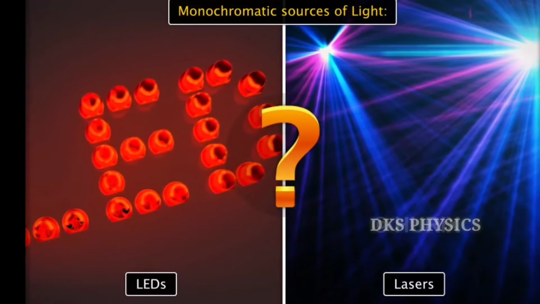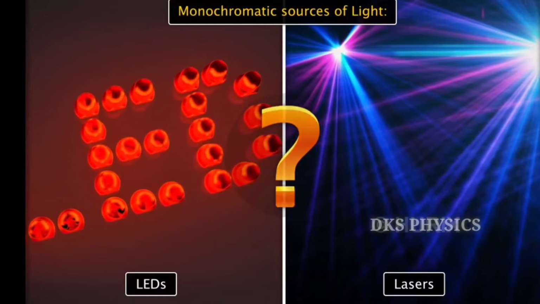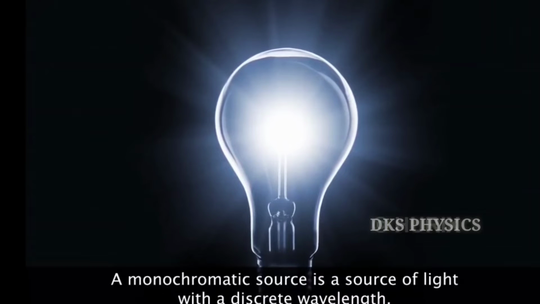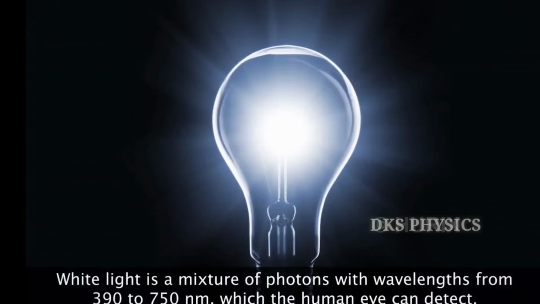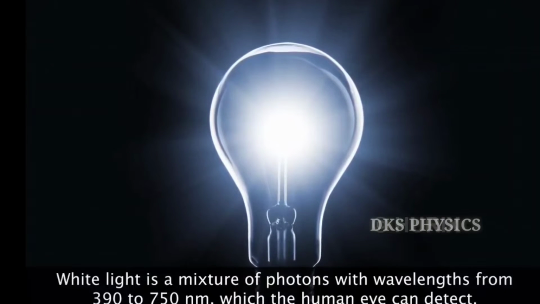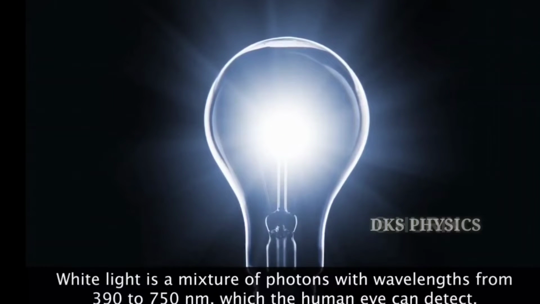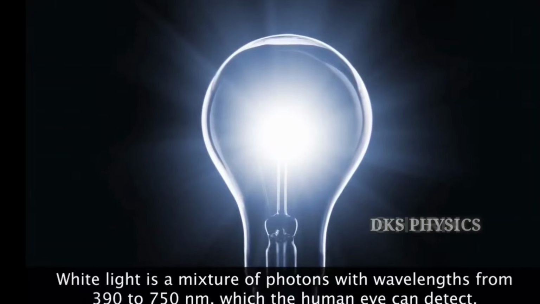Now, what is monochromatic source of light? A monochromatic source is a source of light with a discrete wavelength. White light is a mixture of photons with wavelengths that range from 390 to 750 nanometer, which the human eye can detect.